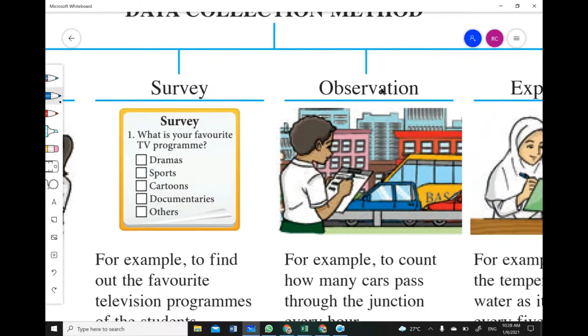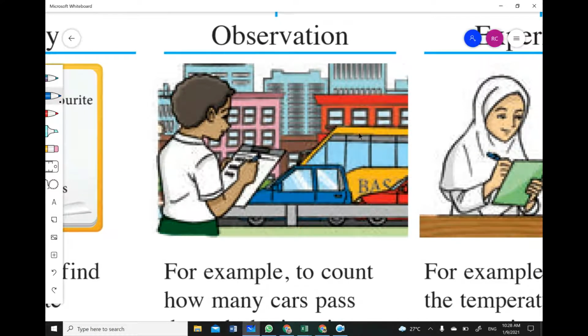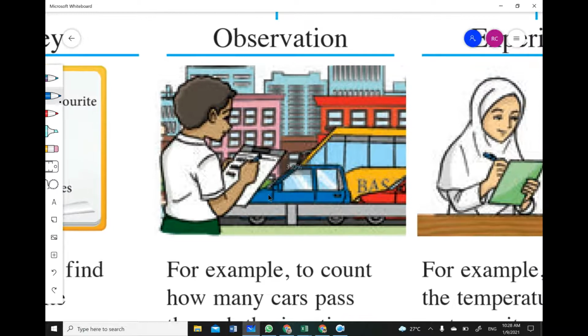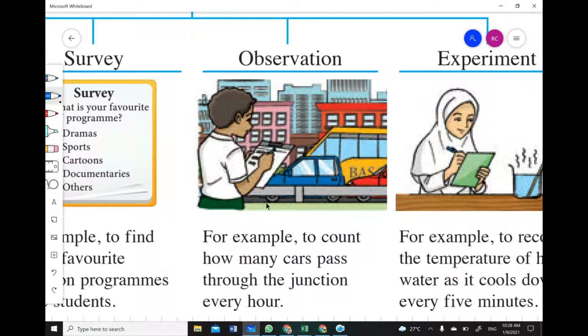Let's look at the third one. The third one is observation. So you can see what he's doing. He is recording, doing the counting. So he is counting how many cars pass by through the junction every hour. So he needs to record 1, 2, 3, 4. Or maybe he needs to calculate how many buses or how many lorries. So he is doing the observation. Or sometimes if your teacher gives you a task, how many red cars on the road will pass by within 1 hour, you have to calculate how many red cars, how many blue cars, for example. So that one is observation.